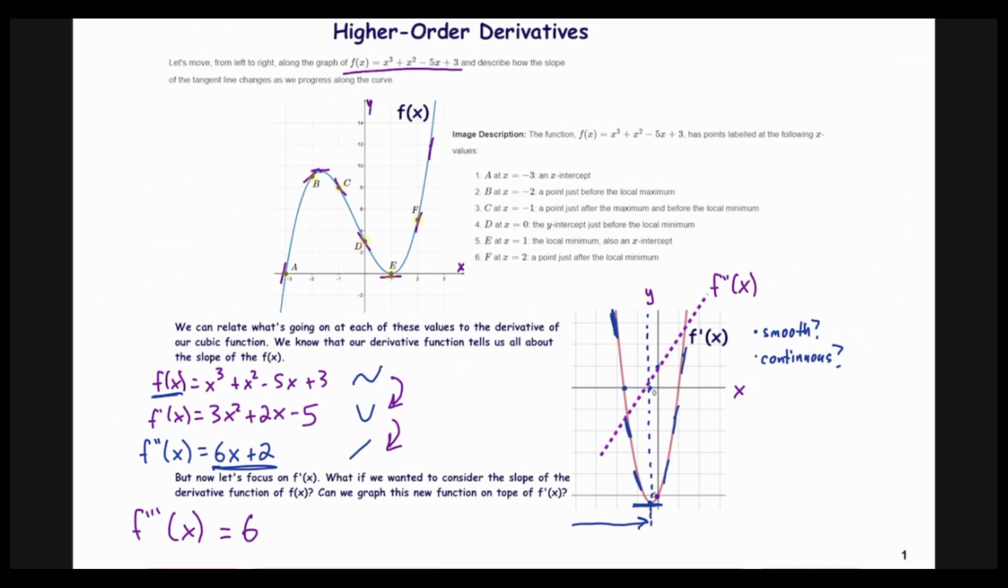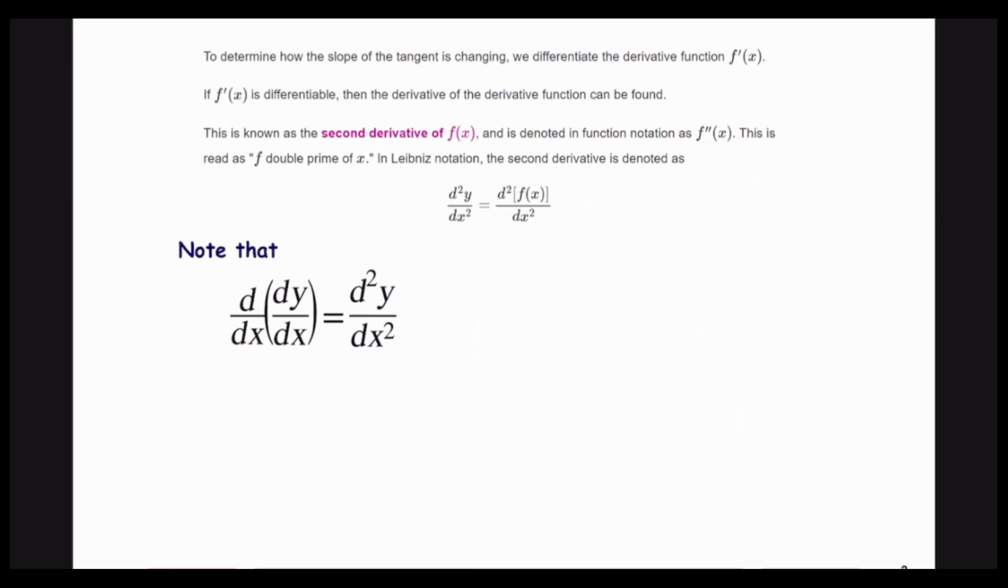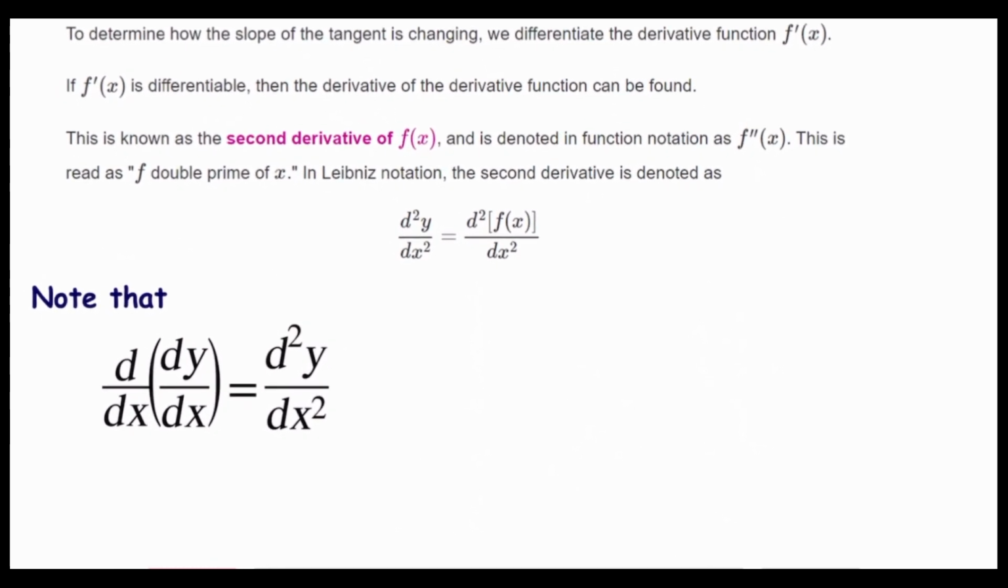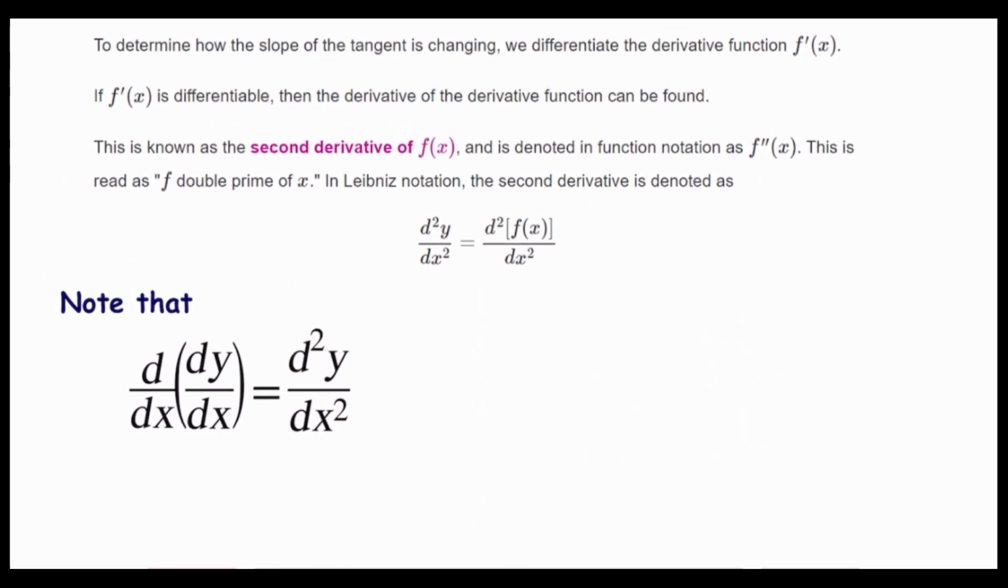But what's the point? Why do we want to find higher order derivatives? What does the second derivative and so on tell us about a function? Well, let's go ahead and find out. Before we get that far though, let's briefly talk about notation. So to determine how the slope of the tangent is changing, so rather than finding our change in x versus y, we're finding our change in slope versus y, I guess.